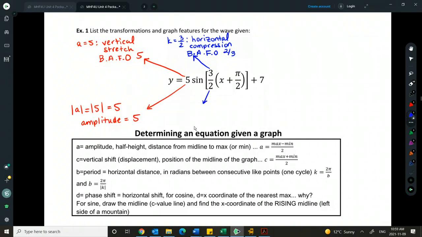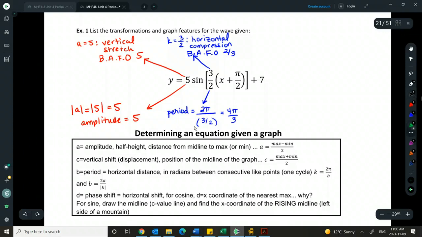Graph feature. We can use this to help us find the period. What do I need to do? Do 2 pi over 3 over 2, or the absolute value of 3 over 2, which is just 3 over 2. When you flip and multiply, you'll get 4 pi over 3 as the period. I flip 3 over 2 and get 2 over 3. 2 pi times 2 over 3 is 4 pi over 3. Kenzie? Yep, so you'll have a full mountain and valley every 4 pi over 3 rotation.